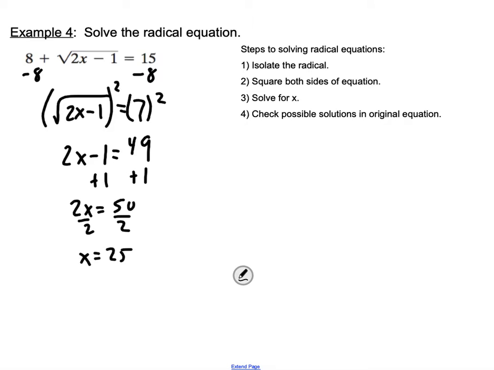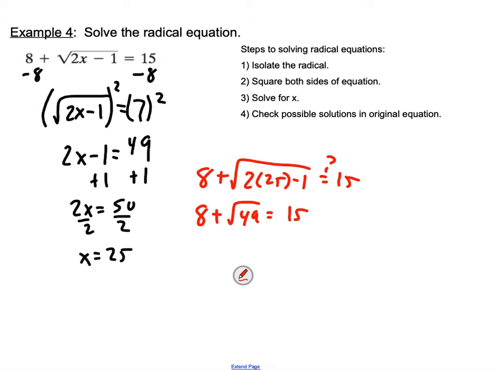Right, only thing left to do now is a check to make sure it works. So substitute 25 back in the original problem there. So 2 times 25, there is 50, minus 1 is 49. The square root of 49 is 7. So we end up getting 15 equals 15. So x equals 25 does work. So that is our solution.